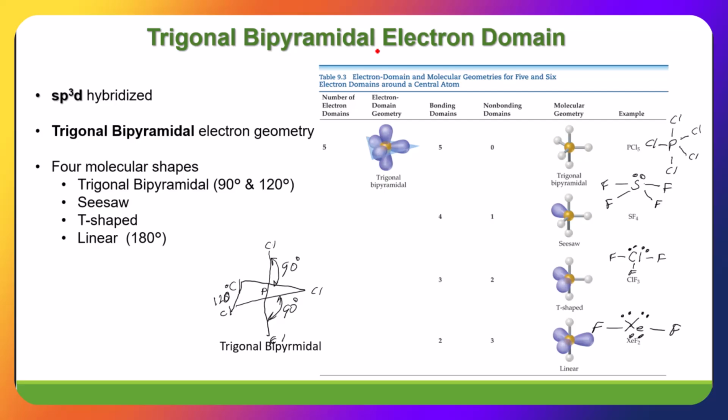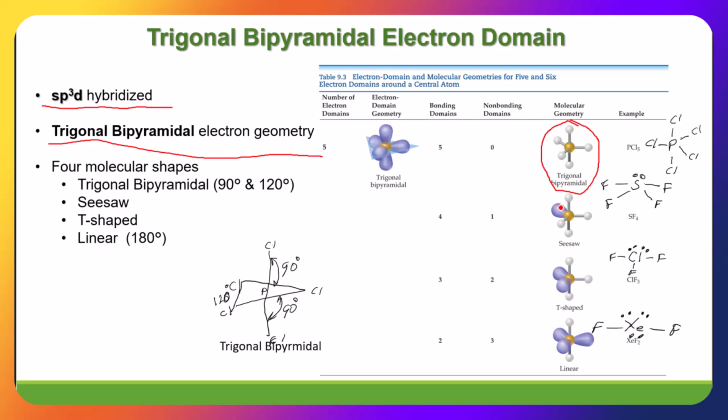All right, trigonal bipyramidal. This is the most complicated geometry that there is. You have sp3d hybridized molecules. Why? Because you have 5 electron domains, 1s, 3p, 1d, that equals 5. Trigonal bipyramidal electron geometry. The molecular shapes that you get out of it, let's say you have PCl5, so that's a perfect trigonal bipyramidal electron and molecular geometry.